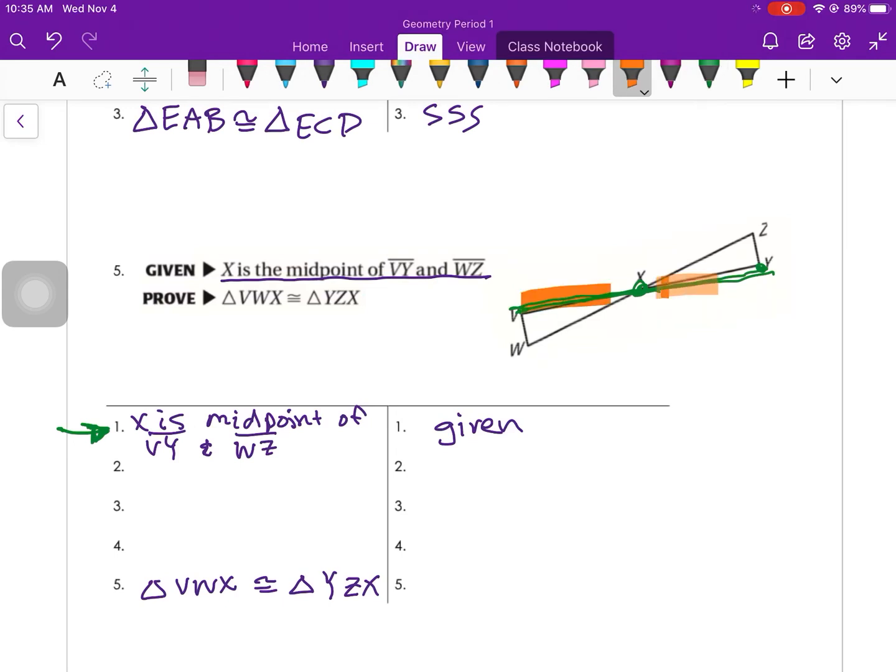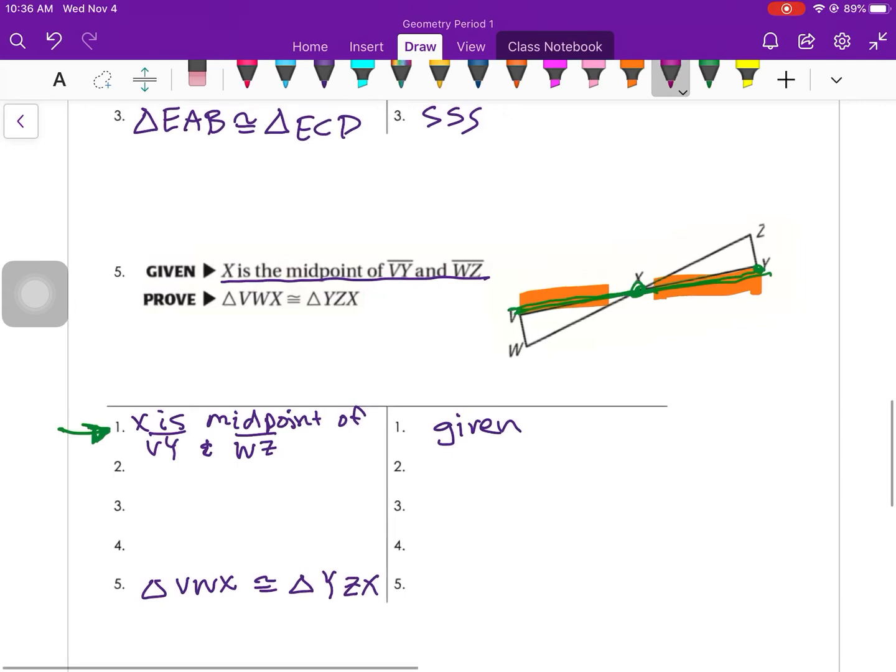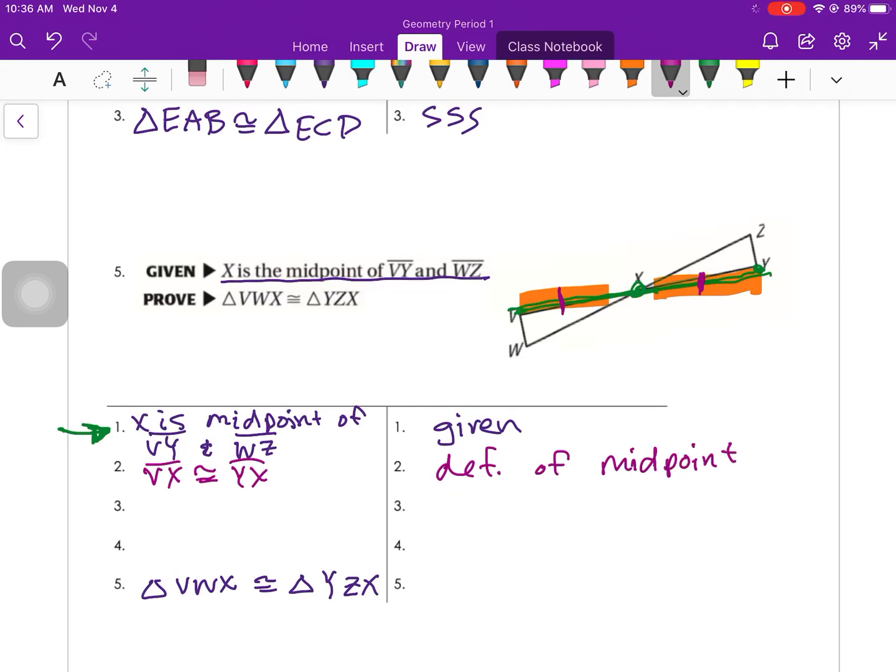If X is right in the middle of VY, what do I know about this line segment and this line segment? X is the midpoint. That's right, they've got to be congruent. So we can write that down. VX is congruent to YX because of the definition of midpoint.